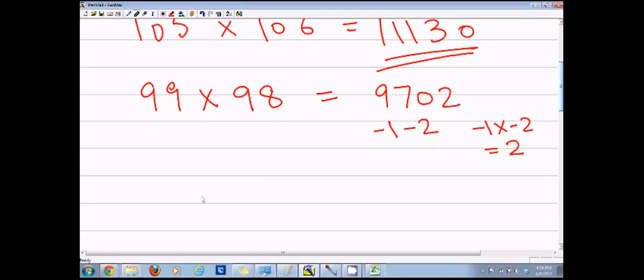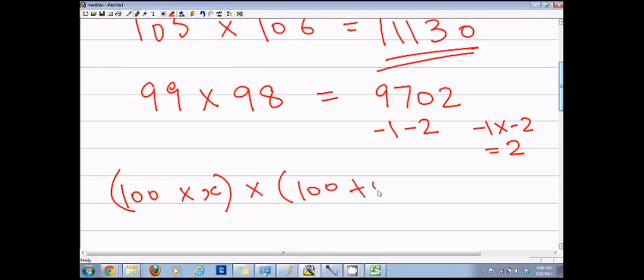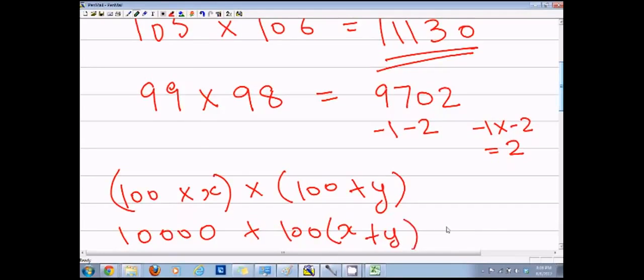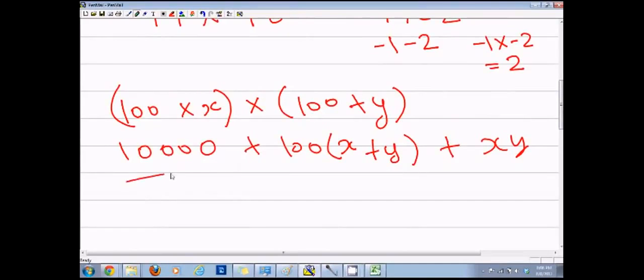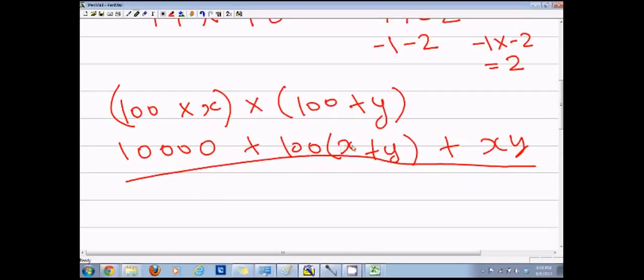So this is not magic, there is a proof to it. So let's go to the proof. For example, if I have 100 plus x and I want to multiply by 100 plus y, then we have 10,000 plus 100 times x plus y, plus xy. If you look closely at this equation, my trick was very similar to it. I was adding two numbers together and then multiplying two numbers together. However, when I add the numbers together, I add them on the hundredths place, and when I multiply them together, I add them on the first place.